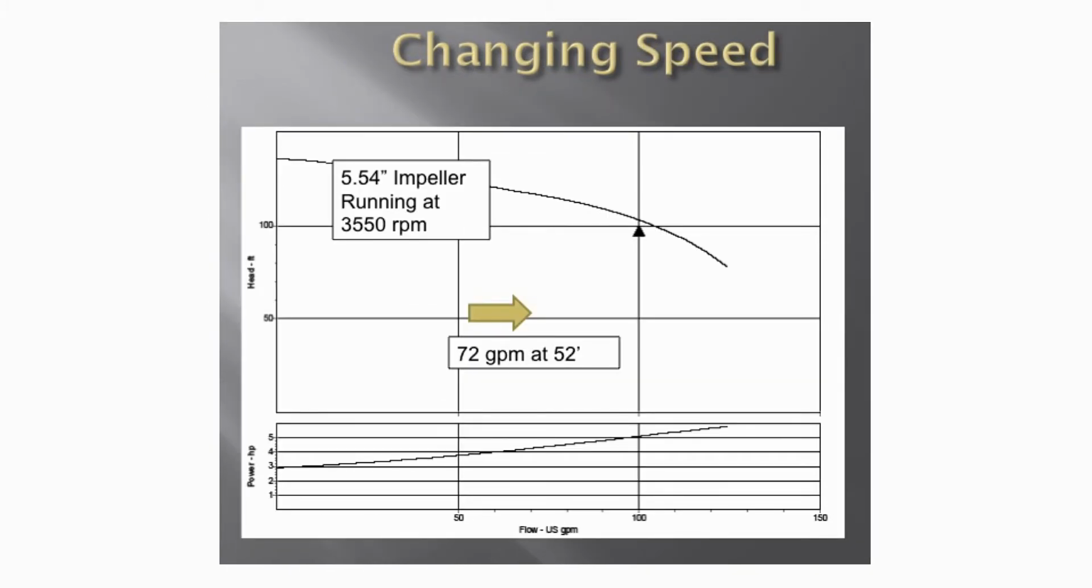In this case, you have a pump with a 5.54-inch impeller running at 3550 RPM. You want to hit 72 GPM at 52 foot TDH. Rather than trim the impeller, you want to use a VFD. What speed is required on your VFD? First, plot the new point and assume a new, lower speed, using the curve speed and the assumed speed to calculate a point which should then fall on the 3550 RPM curve.